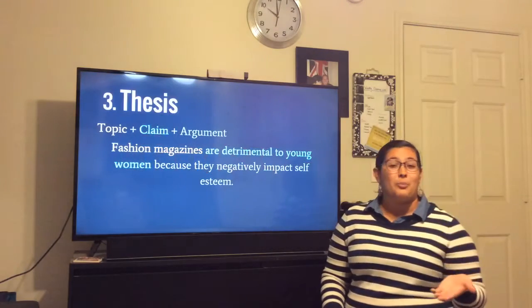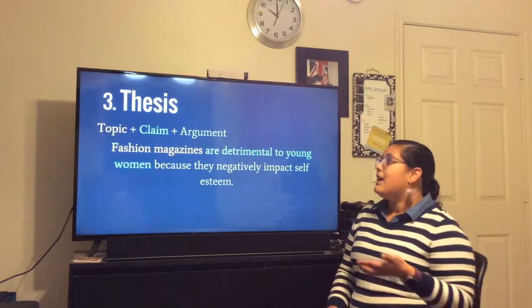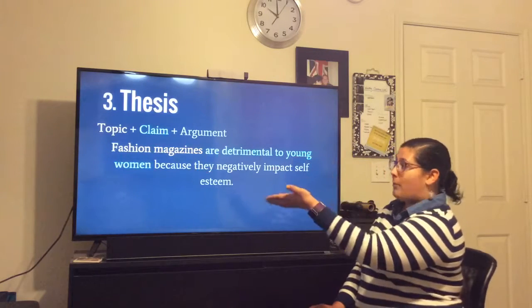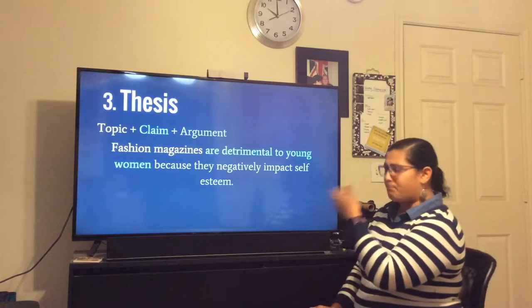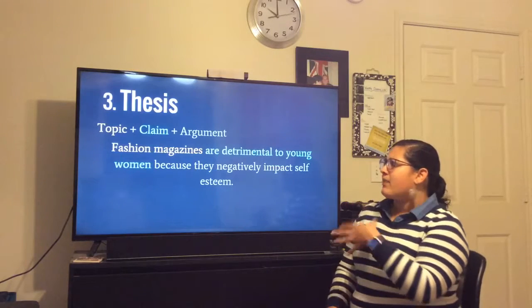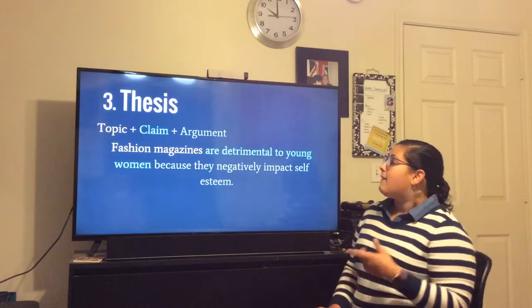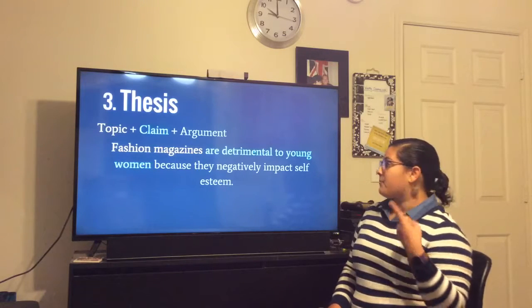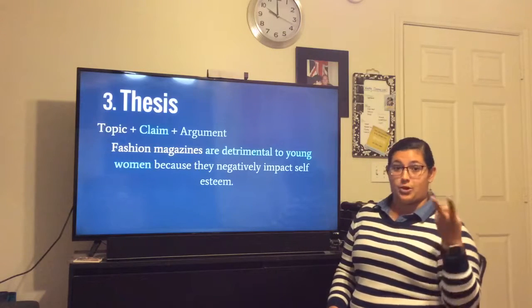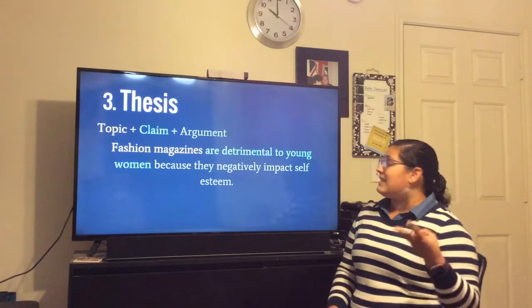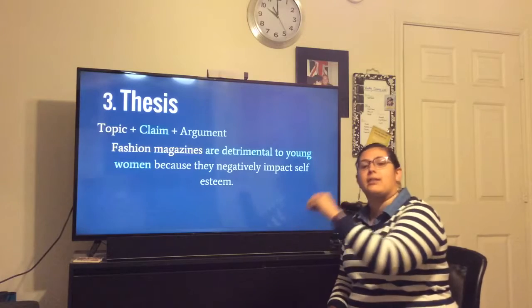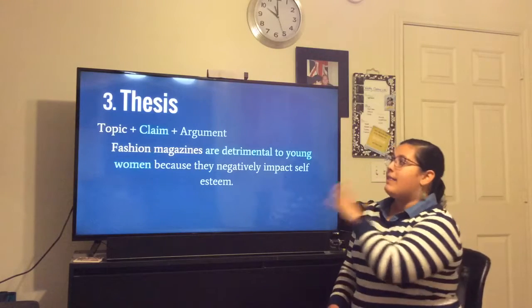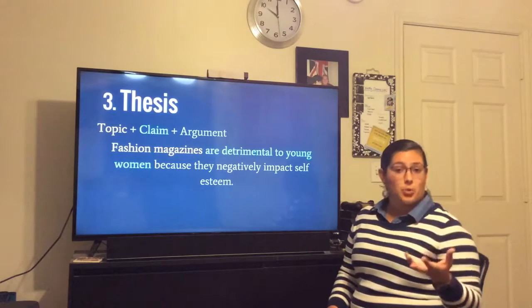This changes depending on the prompt and the type of paper you want to write. So usually, you'll write a topic, and then you'll state a claim, and then you'll argue your claim. So look at this thesis that I've just come up with. Fashion magazines, which is our topic, are detrimental to young women, which is our claim, because they negatively impact self-esteem. So I've given a little bit of evidence to back my claim. This could be for an expository paper or a persuasive paper.